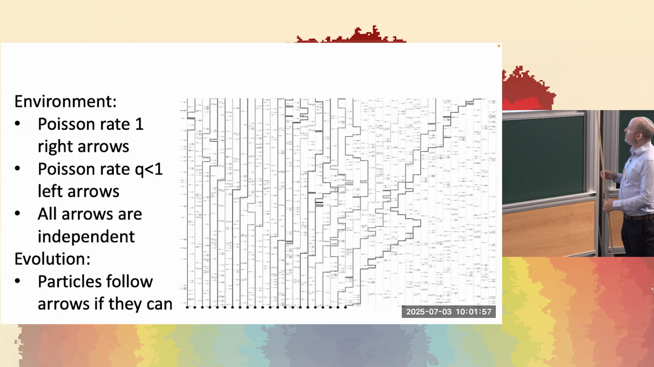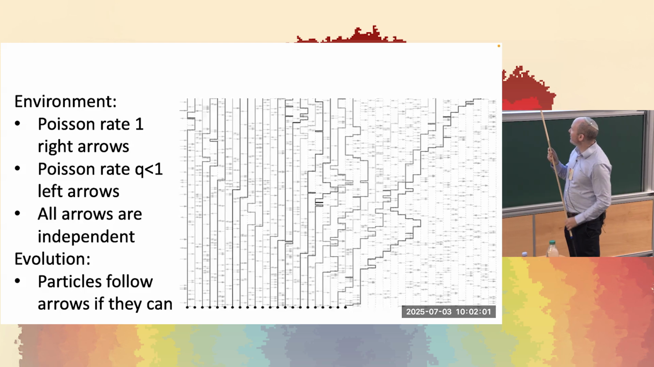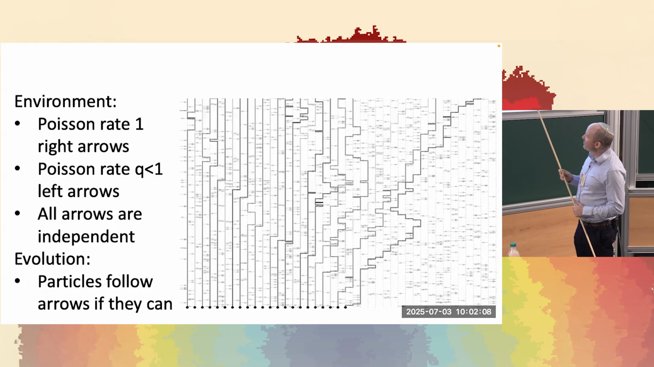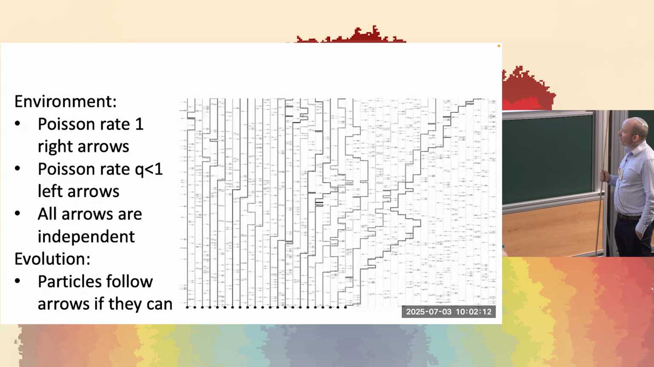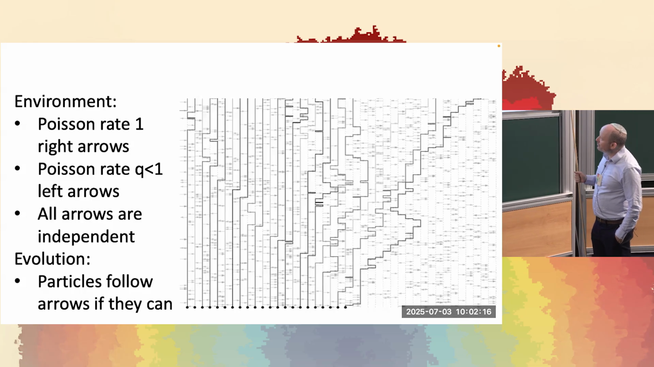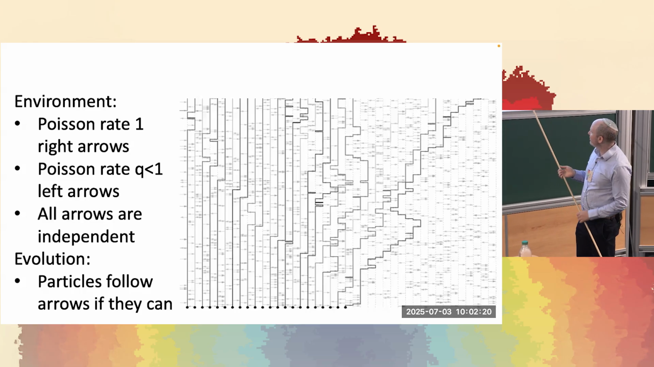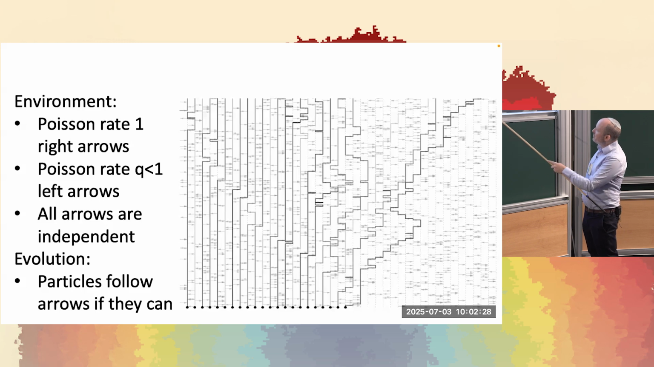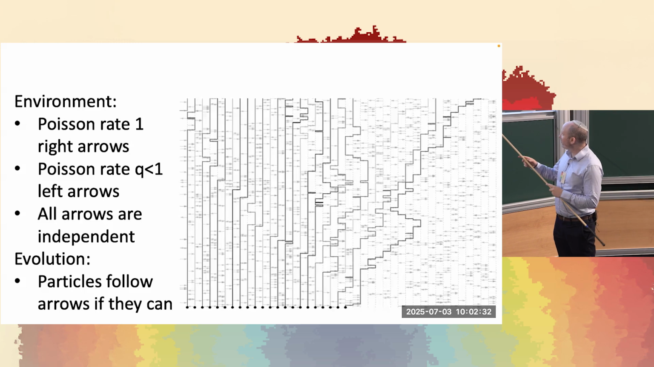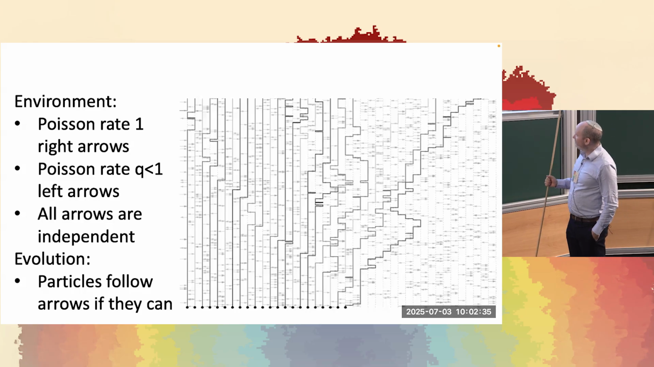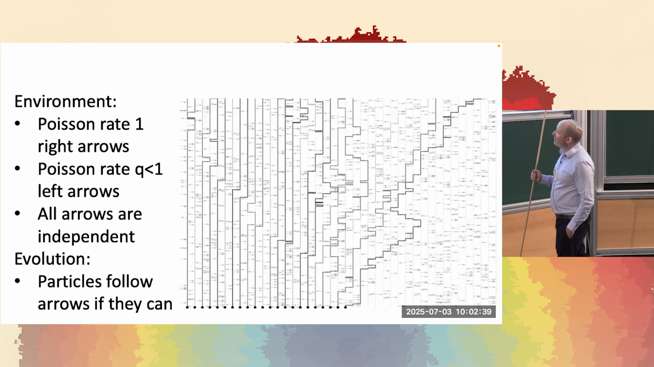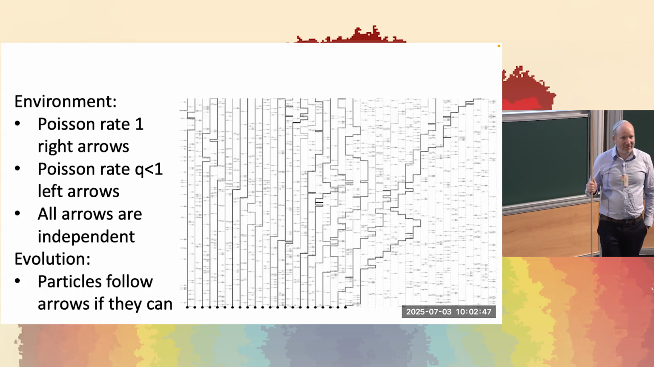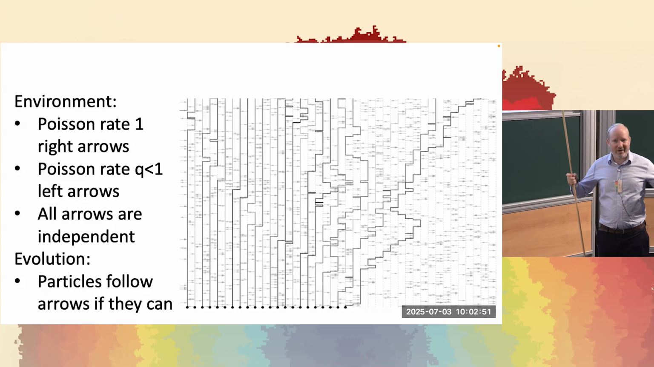Okay, so what is being depicted here? One of the ways, and this goes back to the 1970s, that you can imagine constructing or simulating this asymmetric simple exclusion process is by introducing a random environment and then a deterministic evolution in that environment. So what is the nature of the environment? Time is vertical, space is horizontal. And between every pair of neighboring sites, you have a Poisson process of left and right going arrows. The right going arrows occur at rate 1, and the left going arrows occur at rate q. So you should think of these arrows as defining a random environment.